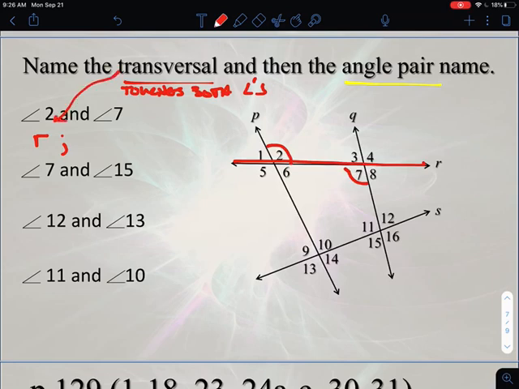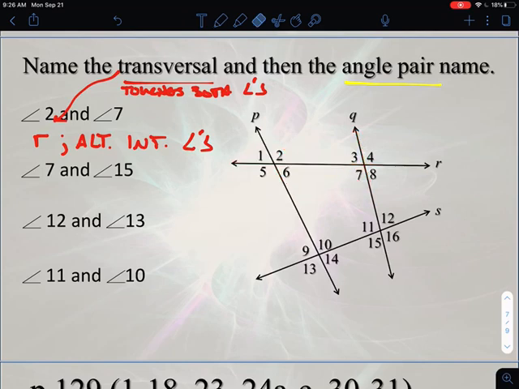And then it says, what's the angle pair? Well, notice angle 2 and angle 7 are inside P and Q. So they're inside P and Q, that makes them interior. And then since they're on opposite sides of R, that means they are alternate. So alternate interior angles. And this is the abbreviation you can use for alternate interior.